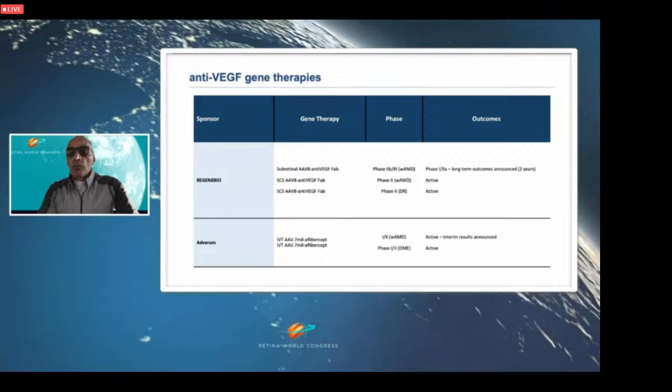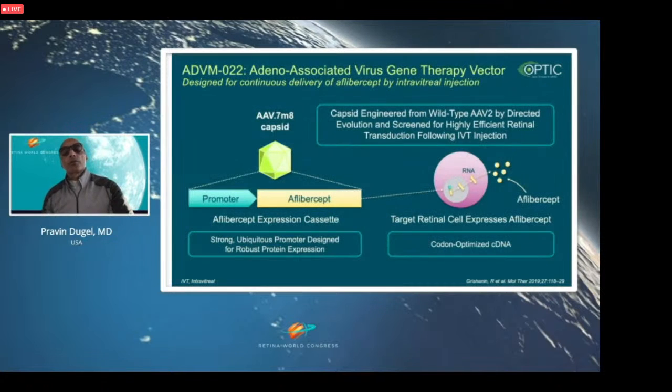Both are involved in wet macular degeneration and now also in diabetes, but we'll confine ourselves to wet macular degeneration. So let's talk about Adverum first. I said earlier that the capsid was the distinguishing factor that's most important, and indeed that's true here. This is a very special capsid.